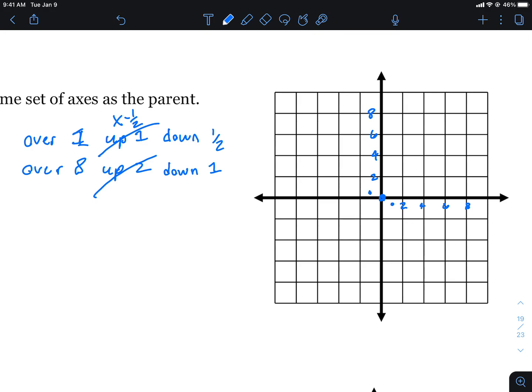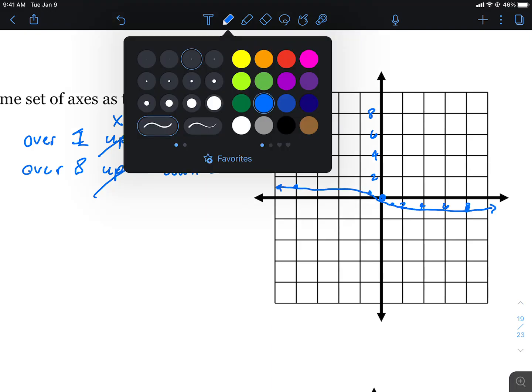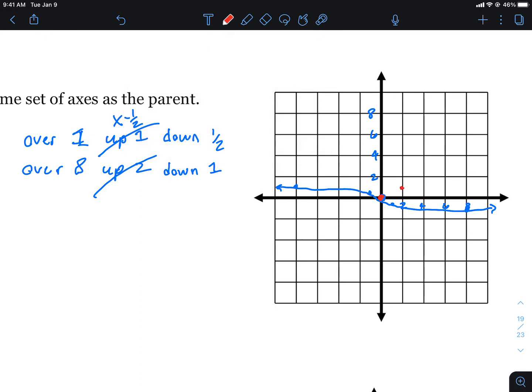It's kind of hard to get it real precise there since it's not the greatest grid in the world. And then I guess we could go over 8 and then down 1. So that would look like this, a very, very flat looking graph. Okay, as opposed to the parent function, which was over 1, up 1, over 1, down 1, and up 2. So there's the parent function. So the parent function is just a little bit taller than this new stretched one.